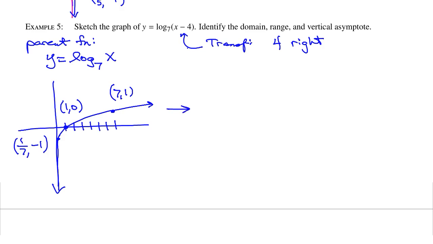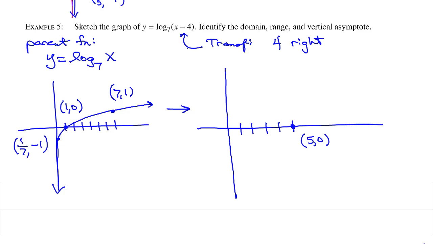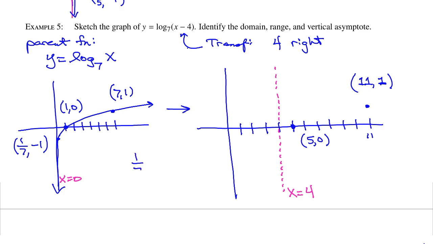And then let's do the transformation. It's going to be 4 to the right. So 1, comma 0 is going to be moved over to 2, 3, 4, 5, comma 0. 7, comma 1 is going to be moved over to 11, comma 1. So 5, 6, 7, 8, 9, 10, 11, comma 1. Let's go ahead and do the asymptote next. The asymptote was at x equals 0. When we shift that over 4 units, it shifts over to x equals 4. This gives me a good guideline as to where the graph needs to go. So 1/7 plus 4 is 29 over 7. The shortcut for doing that is to do 7 times 4 plus 1. And that gives you the 29.